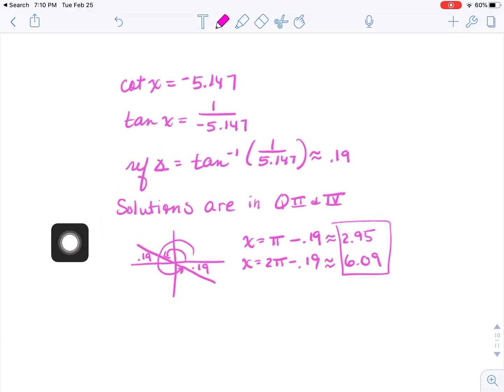Since tangent's negative, I know my solutions are in quadrants 2 and 4. So my first answer is pi minus 0.19, that's 2.95. And my second answer is 2 pi minus 0.19, 6.09. So two answers to that problem.